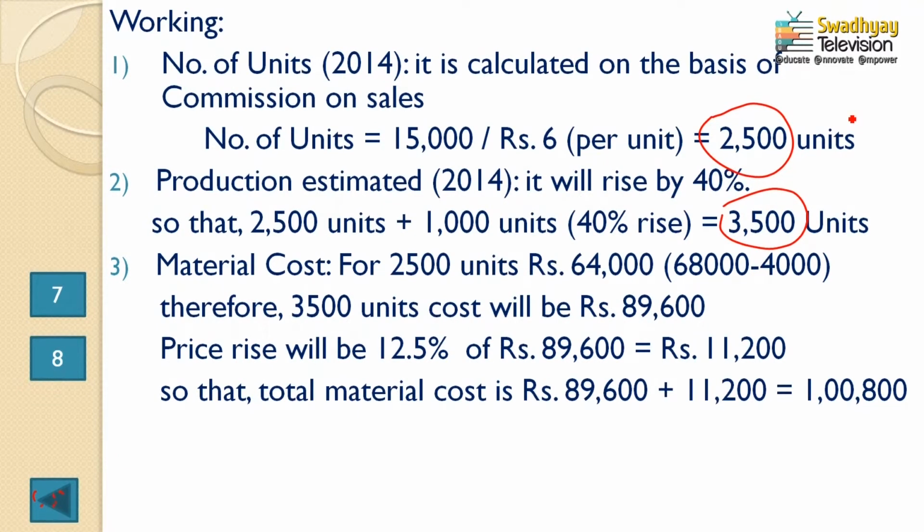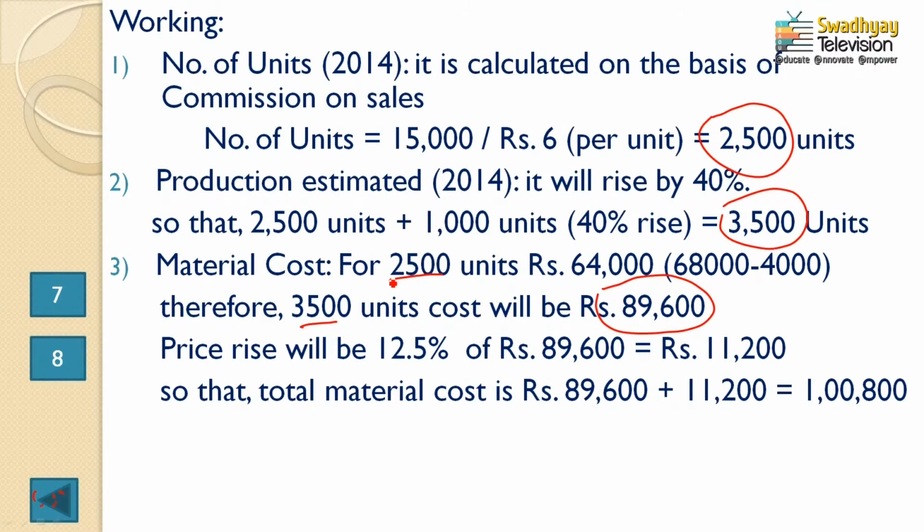Now it would change for the number of units increased in the year 2014, that is 1000. So for 3500 units, this cost would be 89,600 rupees. So on the basis of the proportion change from 2500 to 3500, the material cost has increased to 89,600 rupees. This is the first part. We will now try to identify how much the material cost has changed due to price.